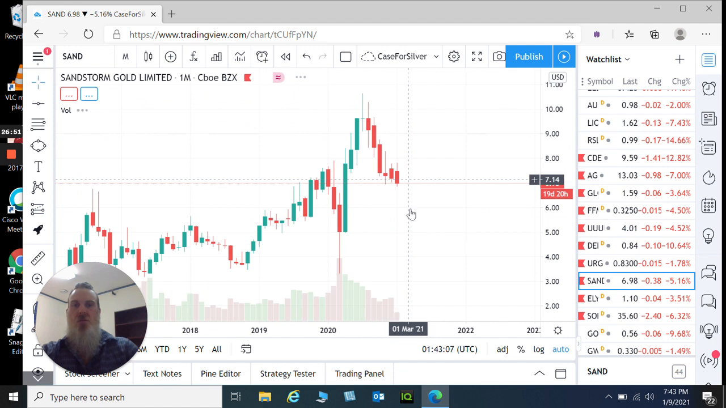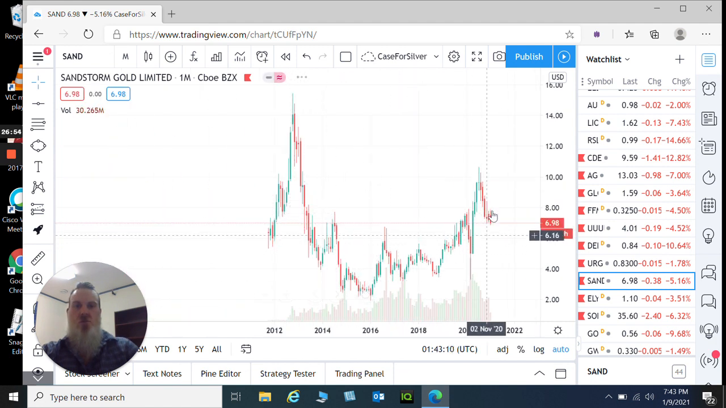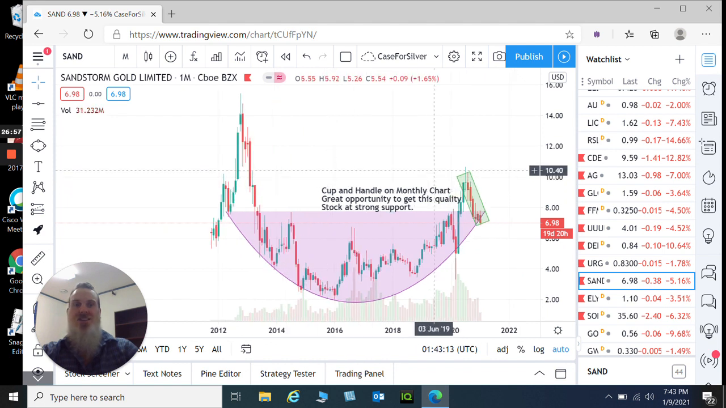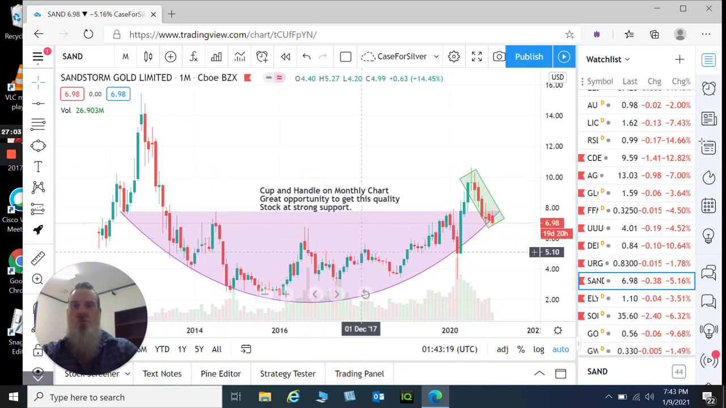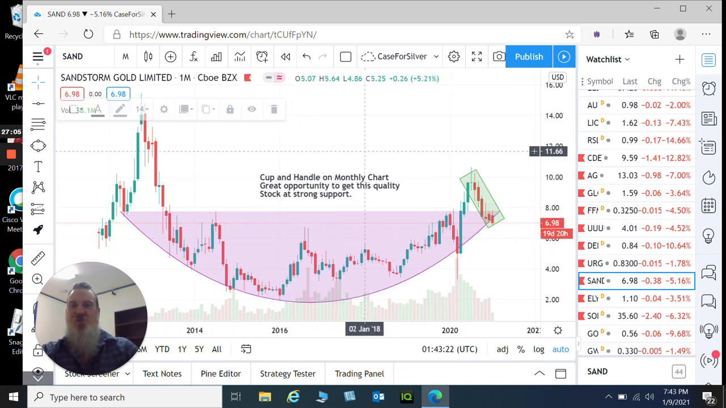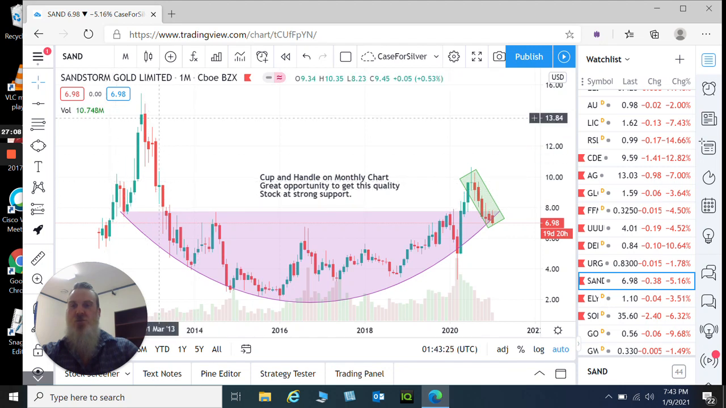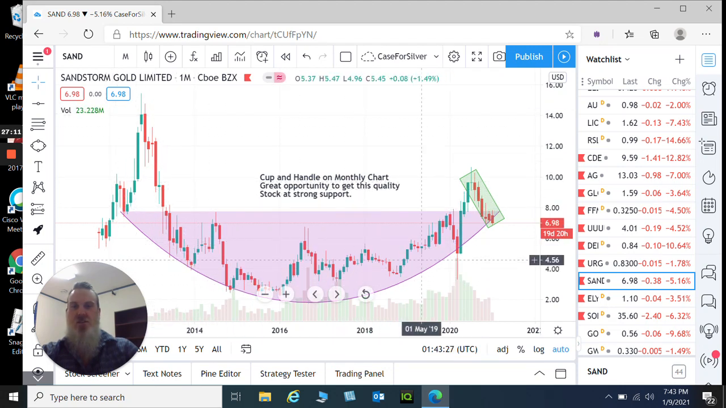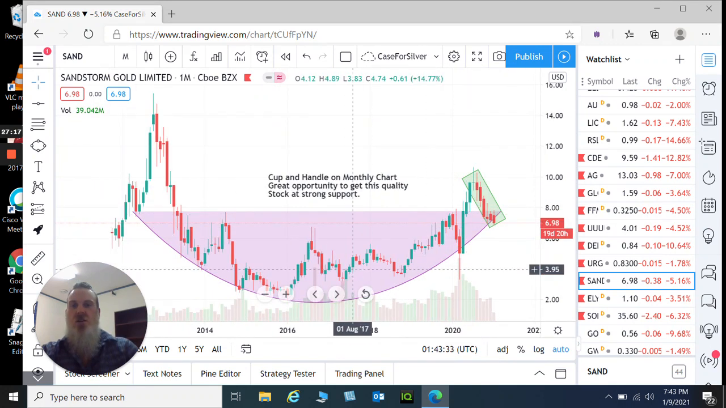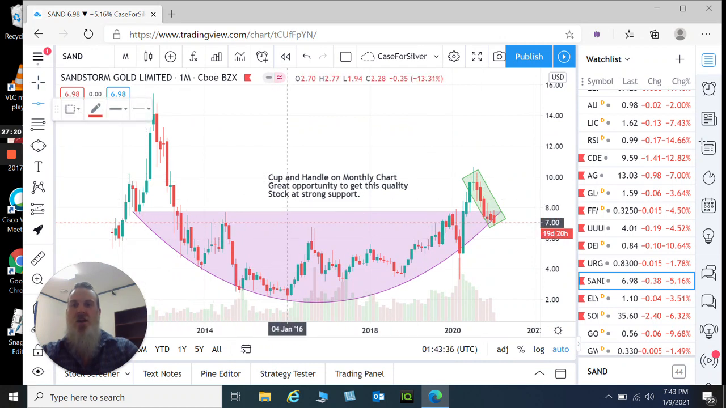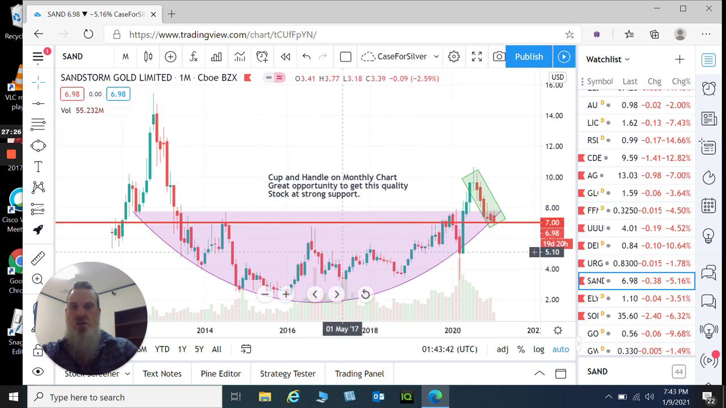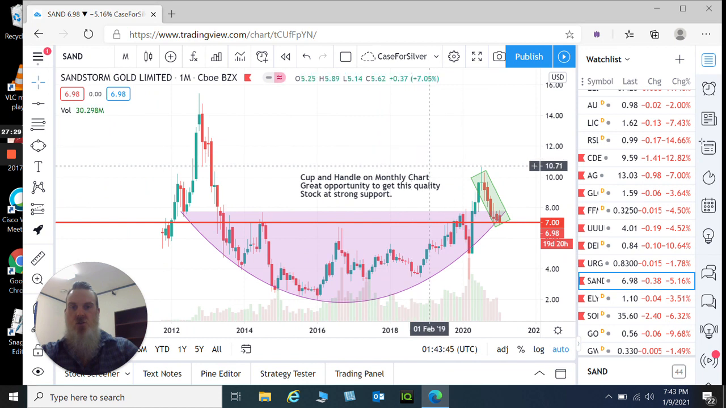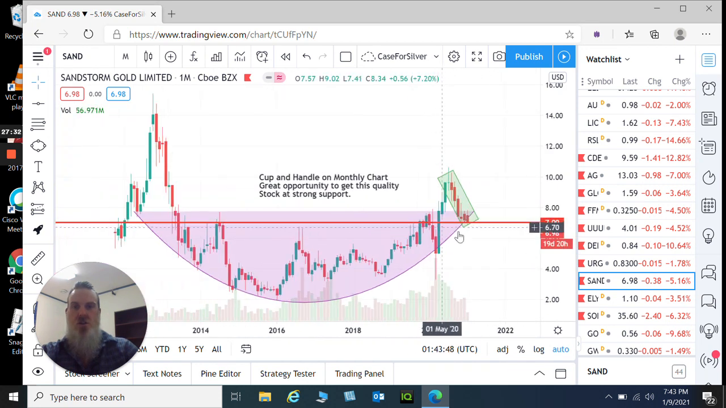Next one, the monthly chart. Beautiful bottom here. Oh, I cheated. Sandstorm Gold. Yes, I've added to this. I didn't want to delete my nice, beautiful arc here. So cup and handle on the monthly chart. We shot up, came down, respecting this arc. Sometimes we just go right below it. But this is a royalty company. I love royalty companies. A lot of my holdings are royalties, so they're not miners, I shouldn't say miners.